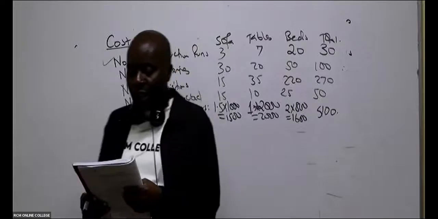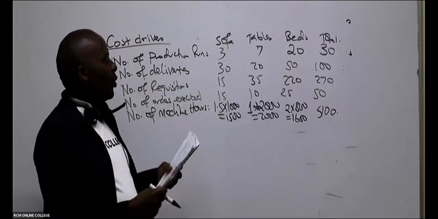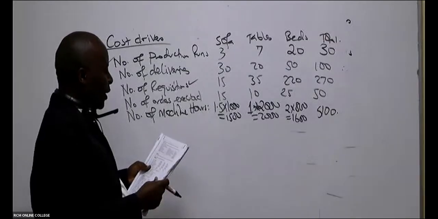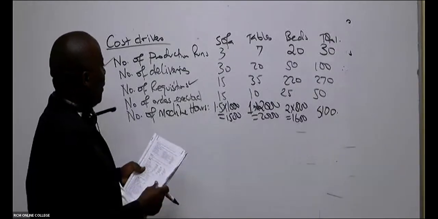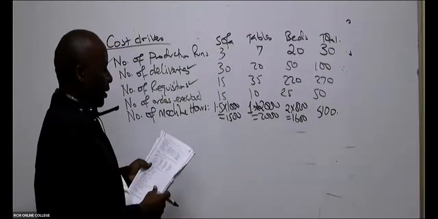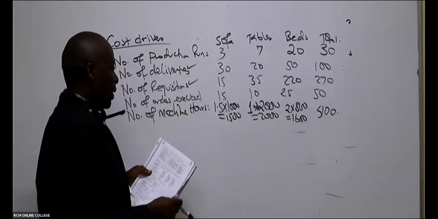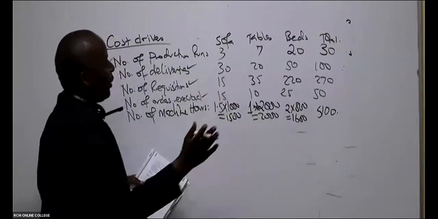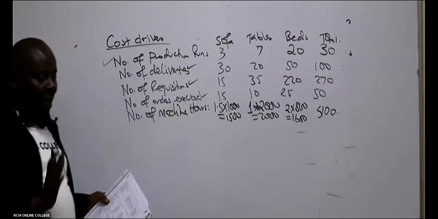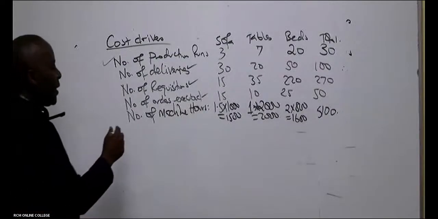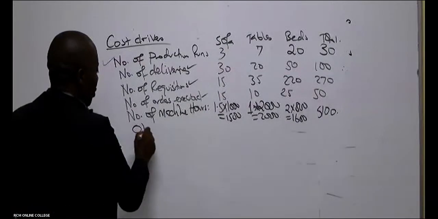So we have requisition cost, number of requisitions raised. That one I have. Inspection cost, number of deliveries. Do we have deliveries? Yes. Then we have, in this case, material handling cost, number of orders executed. Great. I have everything now. So from there, you'll go ahead and write for us the overhead analysis schedule.